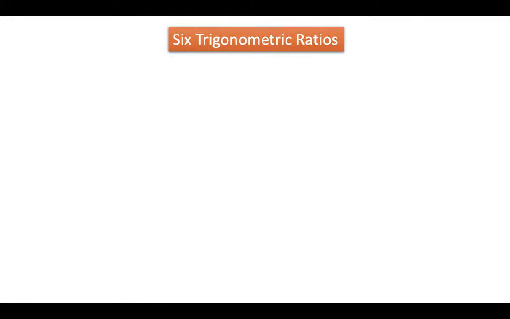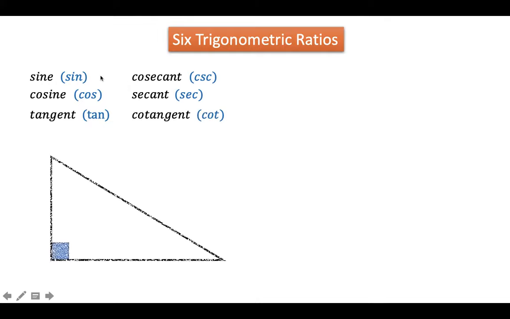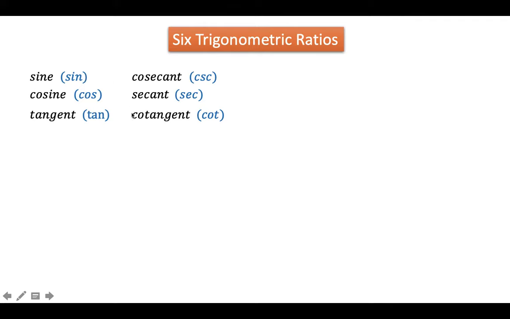Six trigonometric ratios. Let's start with the three basic functions: sine, cosine, and tangent, with the abbreviations sin, cos, and tan. The other three functions are cosecant, secant, and cotangent, with the abbreviations csc, sec, and cot. Cosecant is the reciprocal of sine, secant is the reciprocal of cosine, and cotangent is the reciprocal of tangent.